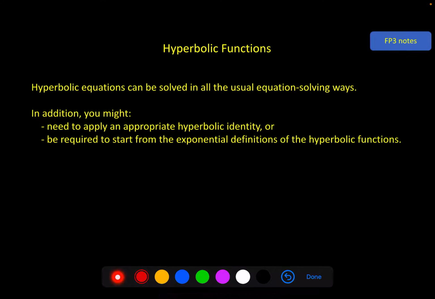You might not be surprised by this, but hyperbolic equations can be solved in all the usual equation solving ways. What I mean by that is if you've got a quadratic in there, you solve it in the usual quadratic way. You might have to use some hyperbolic identities like I've written here. That's not unexpected. If you were solving a trig equation, you would expect to use a trigonometric identity perhaps. You might also be required to start from the exponential definitions of the hyperbolic functions. This is perhaps a little bit different to things that we've done before. So I'll just go through a few examples to give you an idea of what sort of thing you might have to do in the exam.